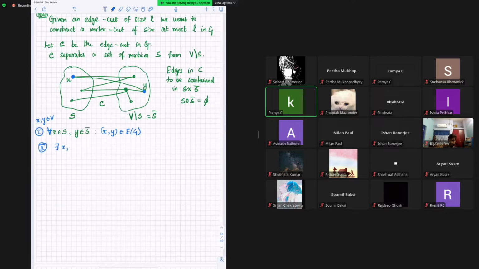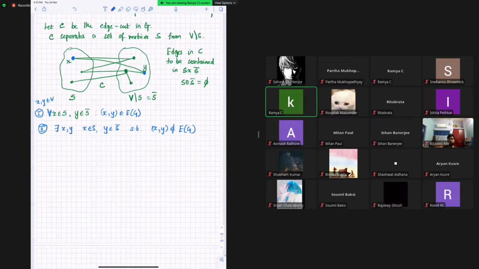definitely you know that there is a pair of vertices XY, X in S, Y in the complement, such that this edge is not in the original graph. So these are the two possible cases, right? Is this clear? What I want to do out of this right now is use these cases one by one and construct a vertex cut out of this. But is the story so far clear? Yes. Okay. So let's look at the first case.